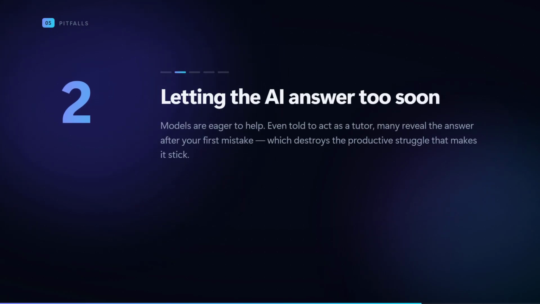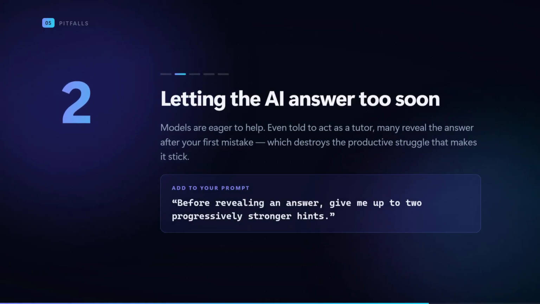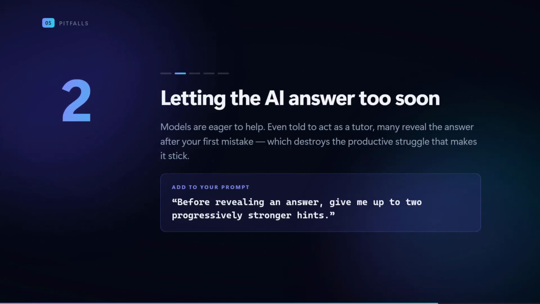Pitfall 2, letting the AI reveal answers too quickly. Most AI models are eager to help. Even after being told to act as a tutor, they may reveal the answer after your first mistake. That destroys the productive struggle. So add this line to your prompt. Before revealing an answer, give me up to 2 progressively stronger hints. The struggle should not become frustrating, but it must last long enough to make your brain work.